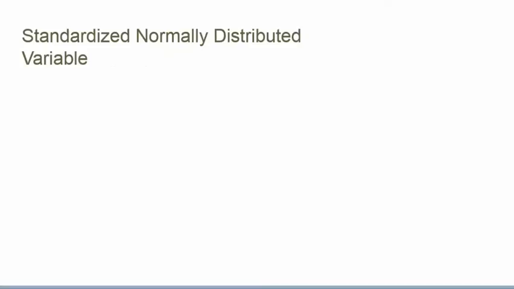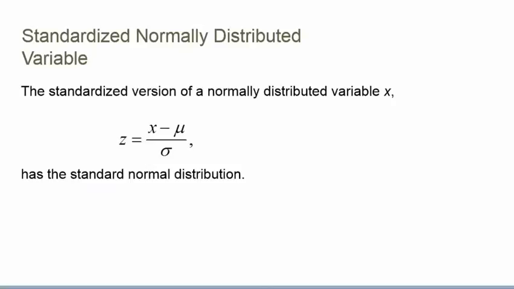Standardized, normally distributed variable. The standardized version of a normally distributed variable x, z equals x minus the mean divided by the standard deviation, has the standard normal distribution. This formula is helpful in taking our approximate normal distribution and converting it to a standardized normally distributed variable.